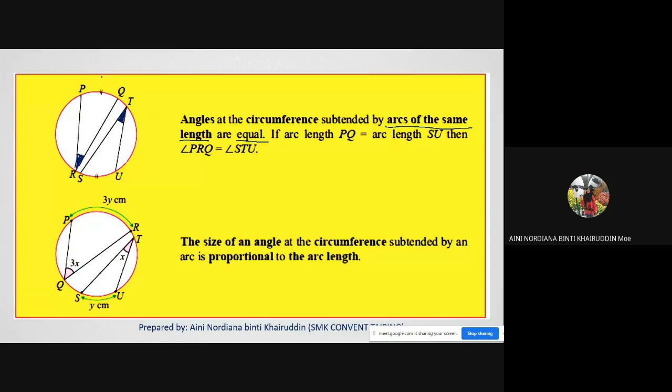So let's say this is 3 cm. The length of arc PQ is 3 cm. The length of SU is also 3 cm. So PQ and SU have the same size, same length. And let's say this is 40 degrees. So how about this angle? Also 40 degrees. Yes, also 40 degrees.